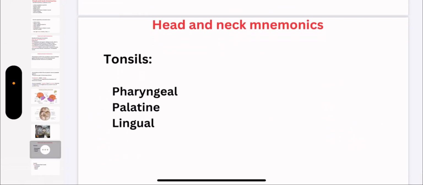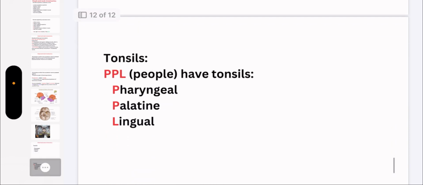Our last mnemonic for today: tonsils. As you know, you have the pharyngeal tonsil, palatine tonsils, and lingual tonsils. How can you remember this one? Easy. You can remember it by just remembering: People Pay Less. People, as shown on the screen, is PPL. P for pharyngeal, the next P for palatine, and the L for lingual.